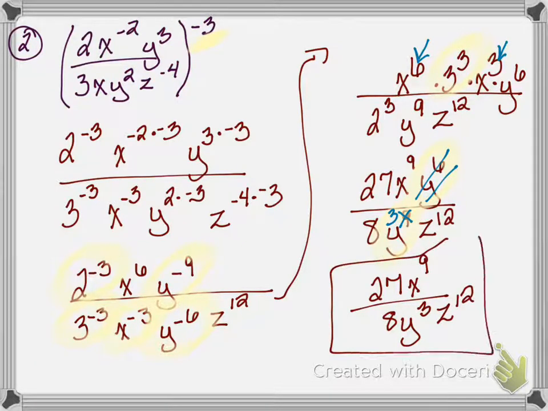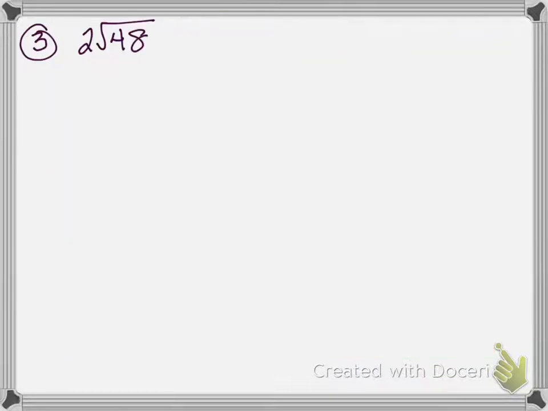For future reference, if your numbers can simplify, like the 27 and the 8, then you would go ahead and simplify those numbers. But 27 and 8, nothing goes into both of those. Okay, number 3.